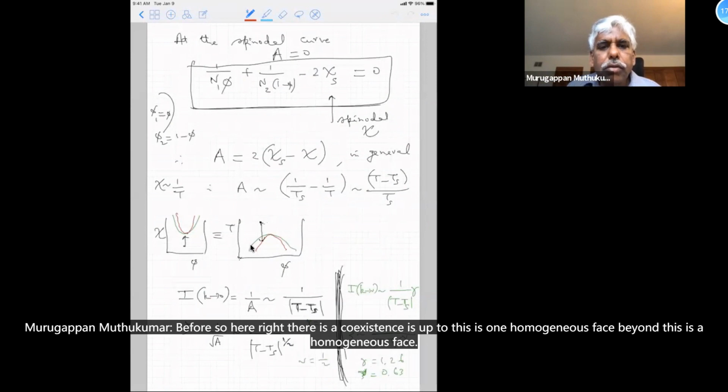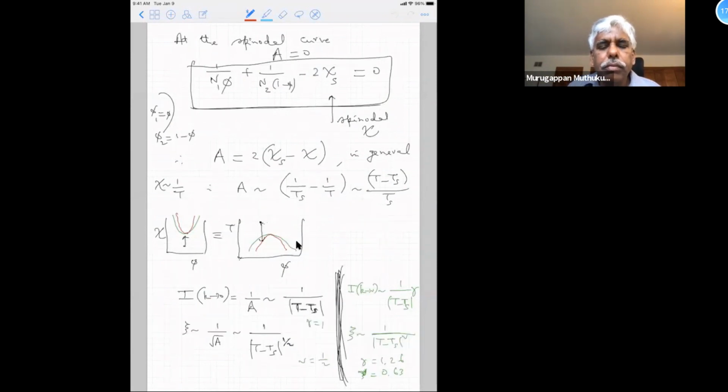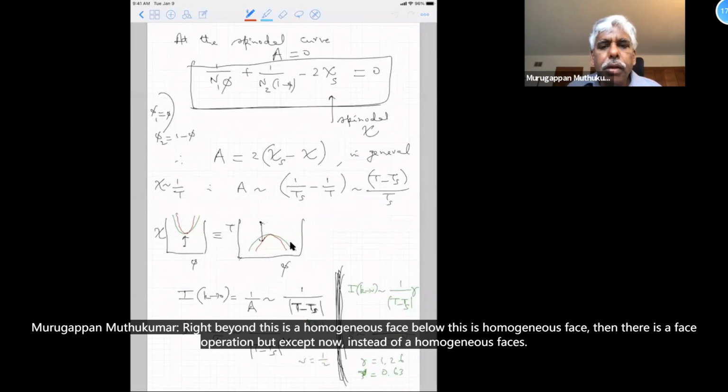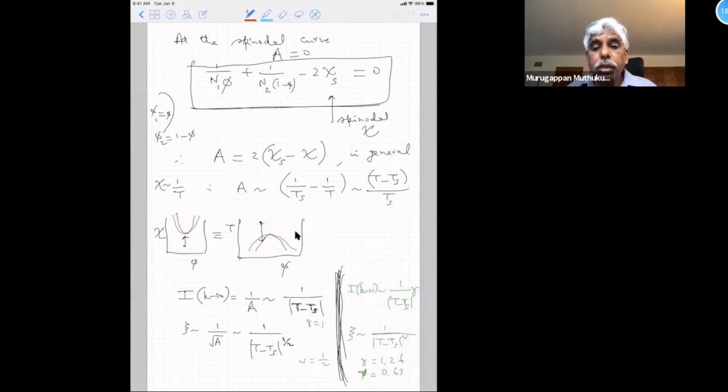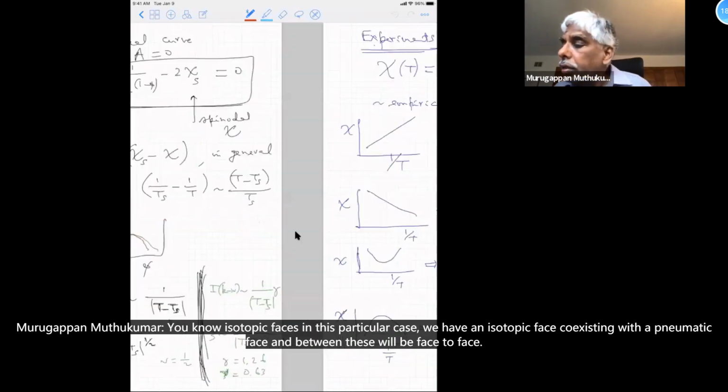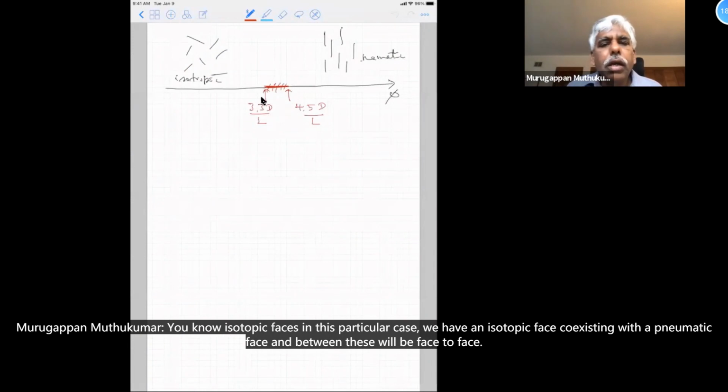Up to this is one homogeneous phase. Beyond this is a homogeneous phase. Below this is a homogeneous phase. Then there is a phase separation. But except now, instead of homogeneous isotropic phases, in this particular case we have an isotropic phase coexisting with a nematic phase. And between this, there will be phase separation.